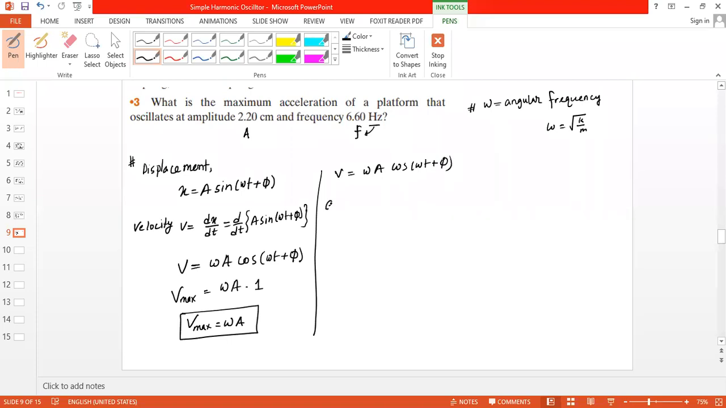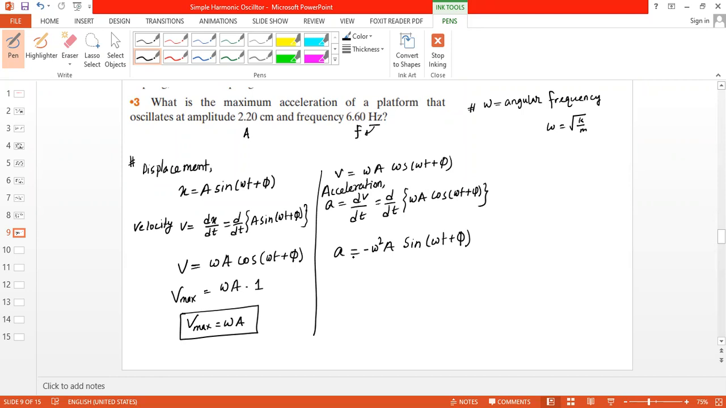So acceleration is equal to what? Acceleration means dv over dt. This is d/dt of omega a cosine of omega t plus phi. So acceleration is equal to, if you differentiate cos omega t, you will get minus omega square a sine omega t plus phi. Let's write the acceleration.